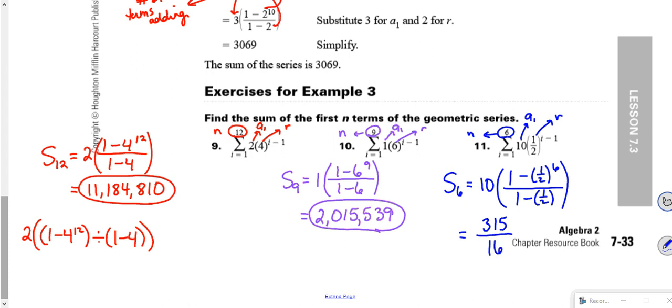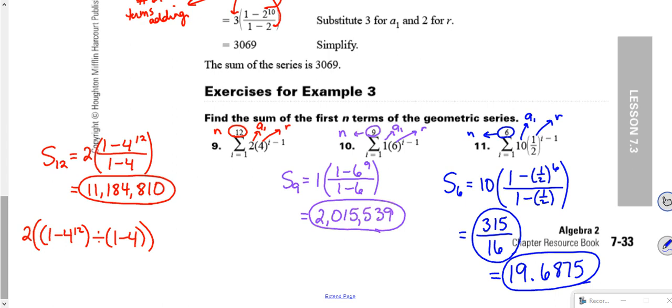You should get 315 over 16. Now, that is the answer out of the back of the book. However, since this turns into a nice, neat, even decimal, I would also take this. Okay, I would take either one, but the book actually gives the fraction as the proper answer. Either one's fine. Okay, let's do some from practice A.